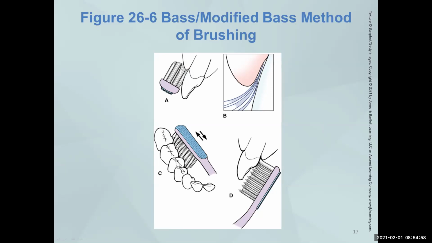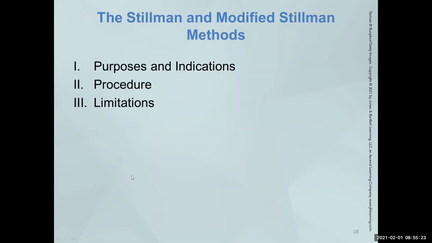With the Bass and the modified Bass, they're wiggling for a count of 10. Wiggle, wiggle, wiggle, 1, 2, 3, 4, 5, 6, 7, 8, 9, 10. That's the Bass. The modified Bass is 1 through 10, sweep. They do a roll. 1 through 10, sweep, and they do a roll.